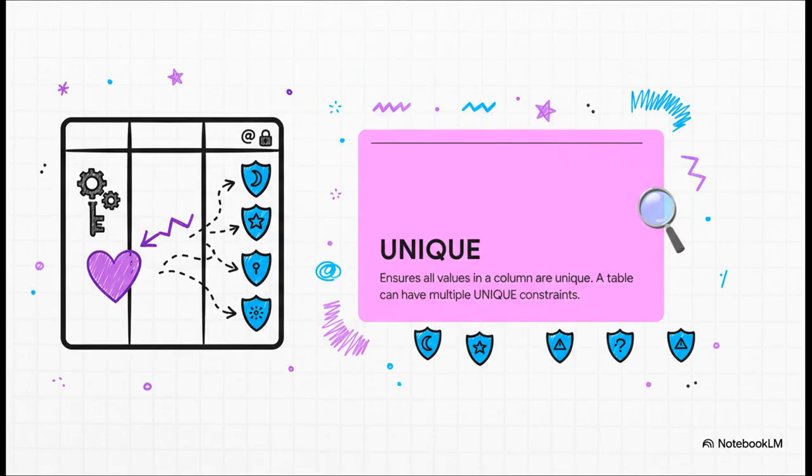Now, here's an important one. Don't confuse unique with the primary key. They're different. A table can only have one primary key. That's its main address. But you can have multiple unique constraints. So for example, the user ID might be the primary key, but you'd also want their email address to be unique across the whole system, right? So you'd make that column unique. It's just a way to enforce that other features are also one of a kind.